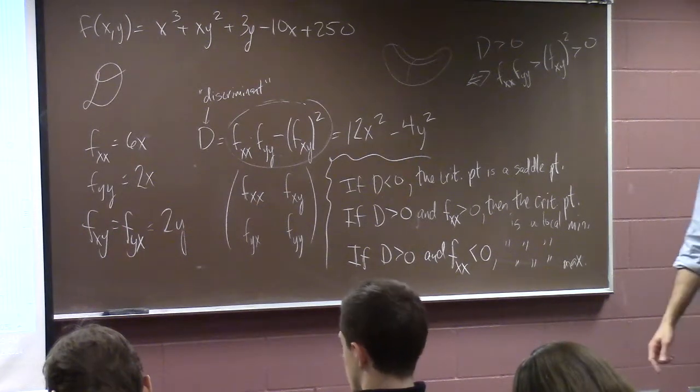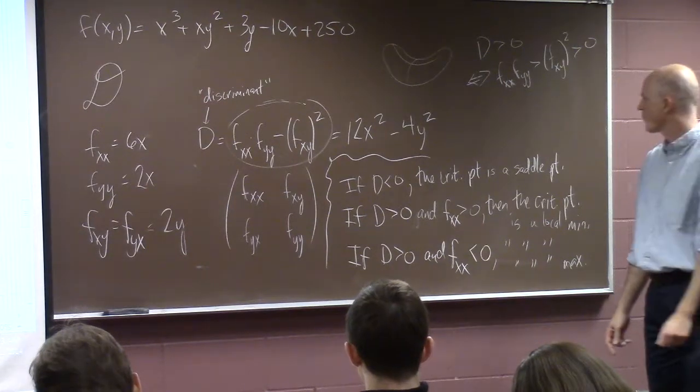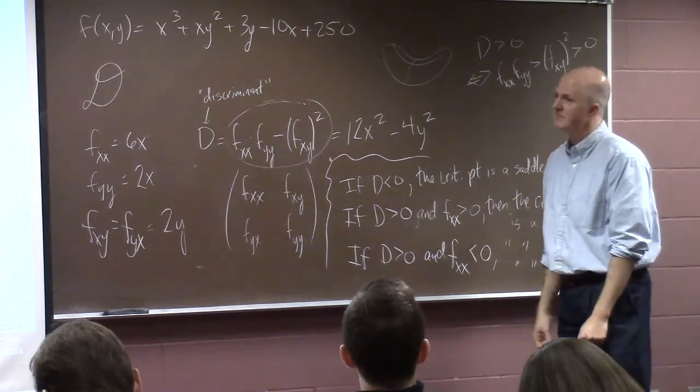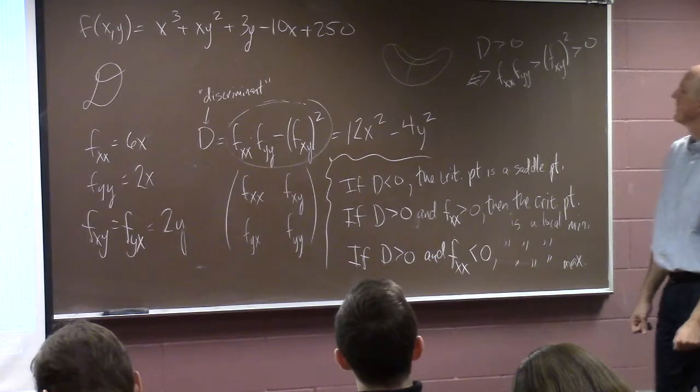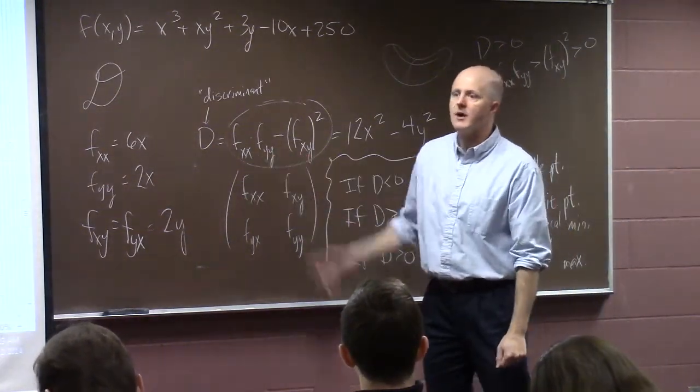Could you say the same if d is greater than 0 and fyy is greater than 0? Then you could assume fxx is greater than 0 if you know either one. Yep, it's symmetric. This equation here is symmetric in these two things. If you switch them around, you get the same thing.